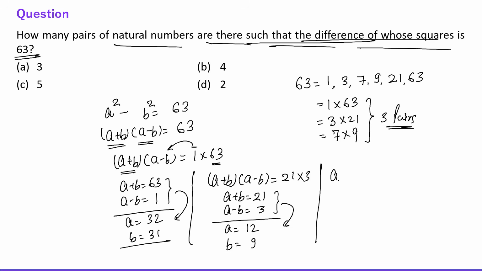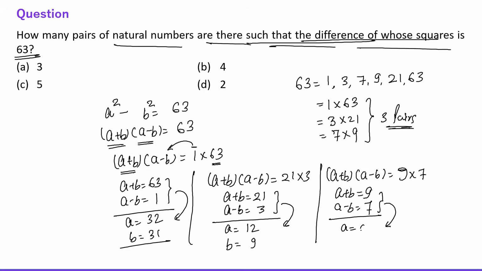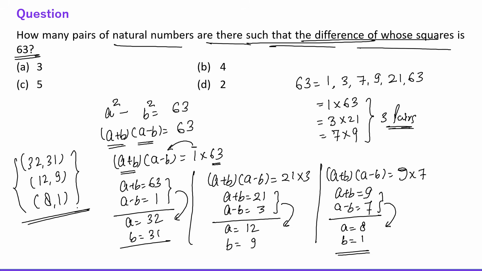And then (A plus B)(A minus B) is equal to 9 into 7. So A plus B is 9, A minus B is 7. Solving these two equations, we get A is equal to 8 and B is equal to 1. So here the pairs of numbers are: the first pair is 32, 31; the second pair is 12, 9; and the third pair is 8, 1. These are the three pairs where the difference of their squares is equal to 63. The answer is 3 pairs.